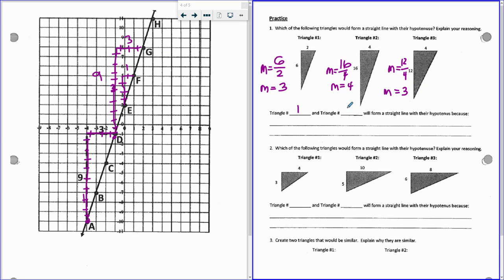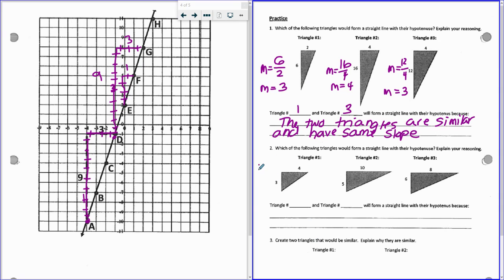So triangle 1 and triangle 3 will form a straight line because the two triangles are similar and have the same slope. Slope we get by doing change in y, the vertical leg, divided by the change in x, the horizontal leg. And so two triangles will form a straight line if they are similar and have the same slope.